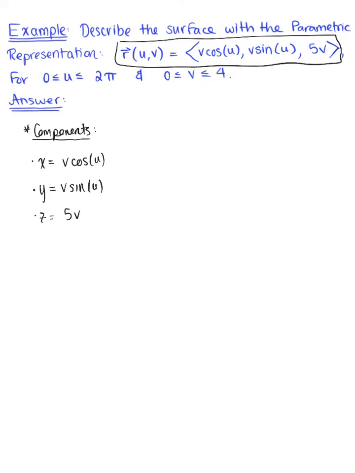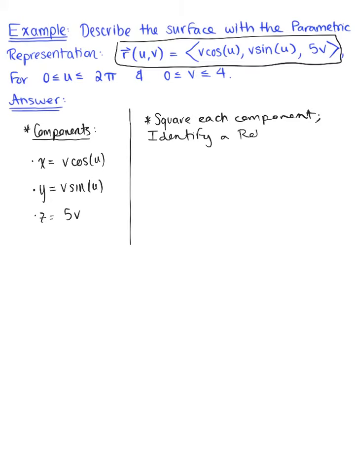So again, our job is to identify the relationship amongst these three components. This is the trickiest part. One way to help us identify that relationship is to keep those quadratic surfaces in mind and to square each component. So here we go. We'll square each component in hopes of identifying a relationship amongst them.